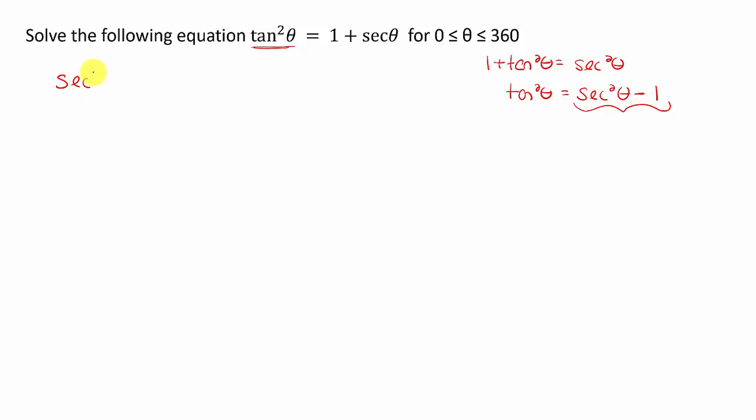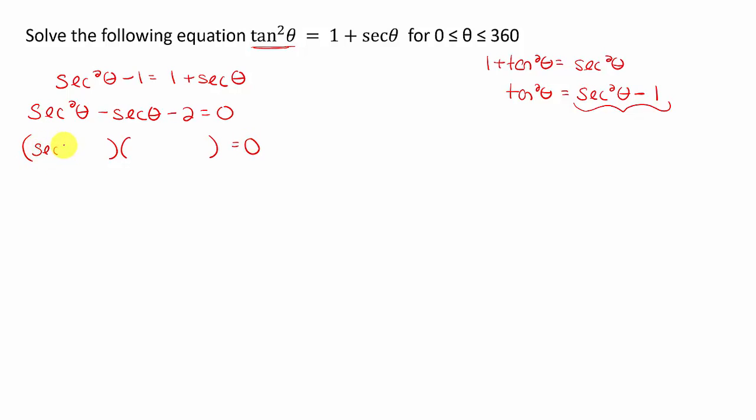That gives me secant squared theta minus 1 equals 1 plus secant theta. Again, this is secant squared and this is secant to the first power, so it's looking like it's probably going to be quadratic. Let's move everything to one side, just like we would a regular quadratic. When I move this one, I'm going to have minus 2 equals 0. And let's factor. If you can't factor, you can always use the quadratic formula, but most of these are factorable. So I'm going to have secant of theta minus 2 and secant of theta plus 1. Always double check: if you multiply that out, you get what you started with right here.